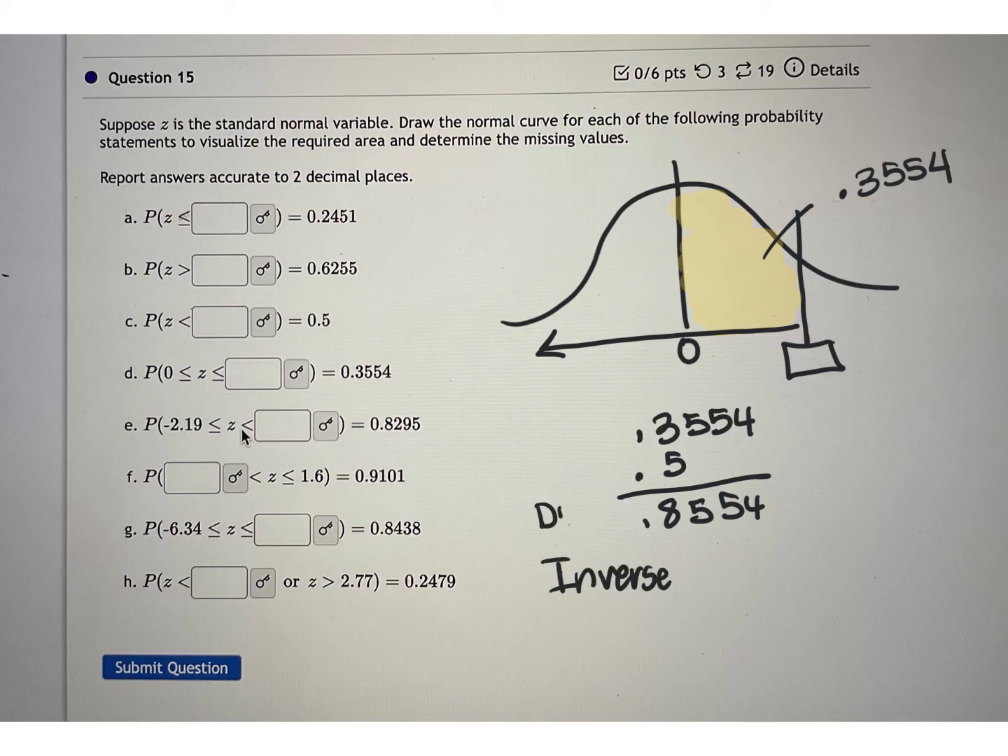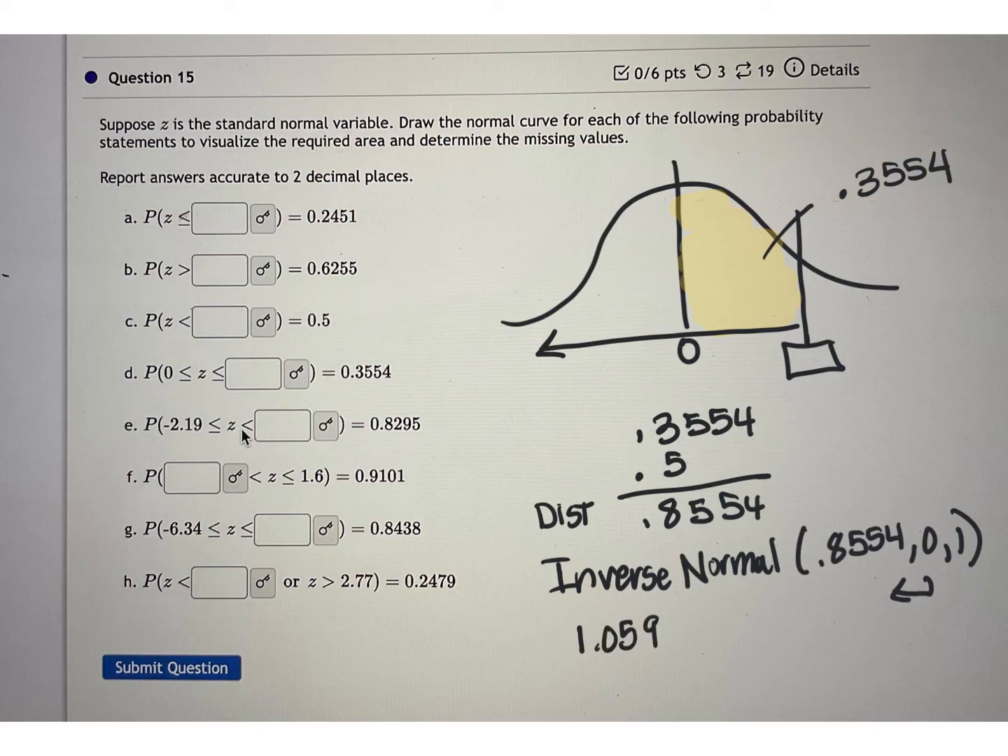in my distribution button. It's going to ask for my area. I'm going to put 0.8554. Mean is 0, standard deviation is 1. Hit enter. And that's going to give me a cutoff of 1.05987. So to 2 decimal places, 1.06.